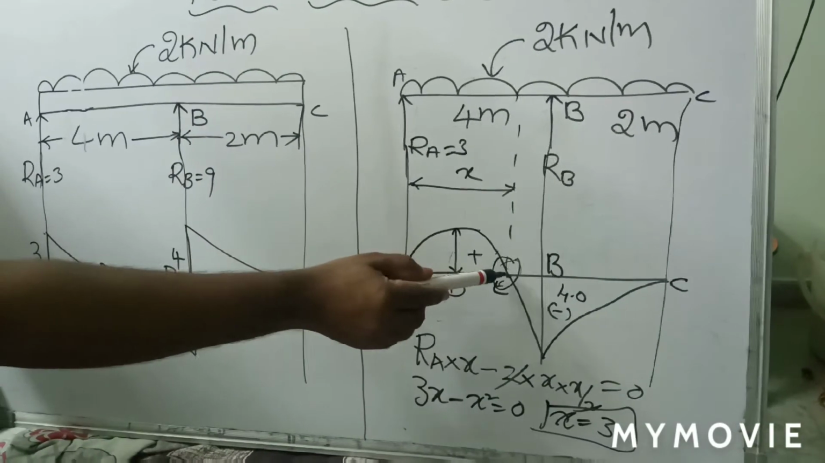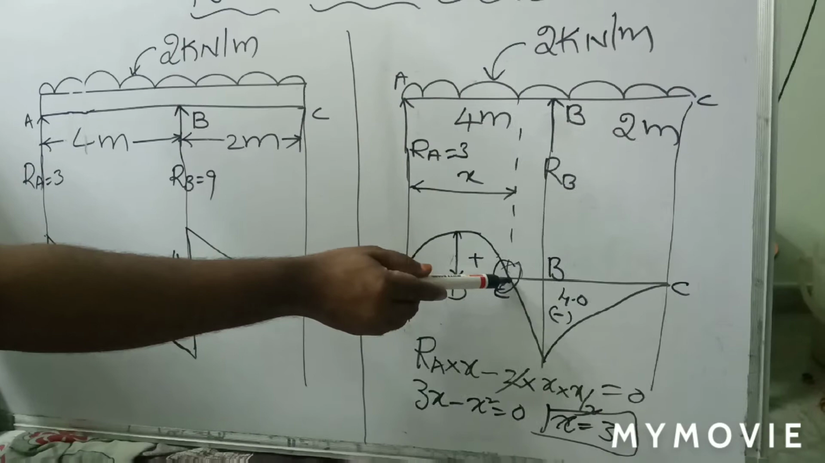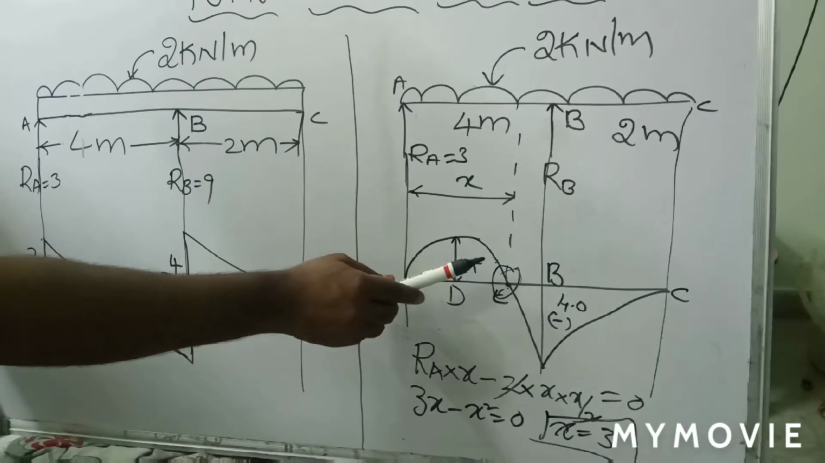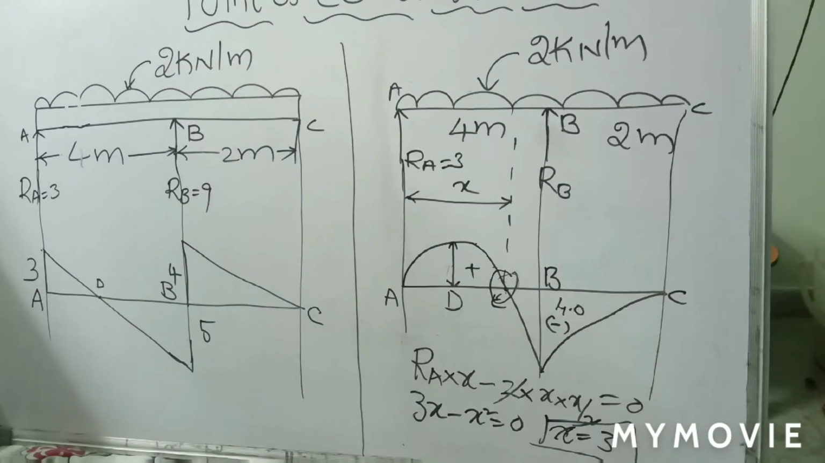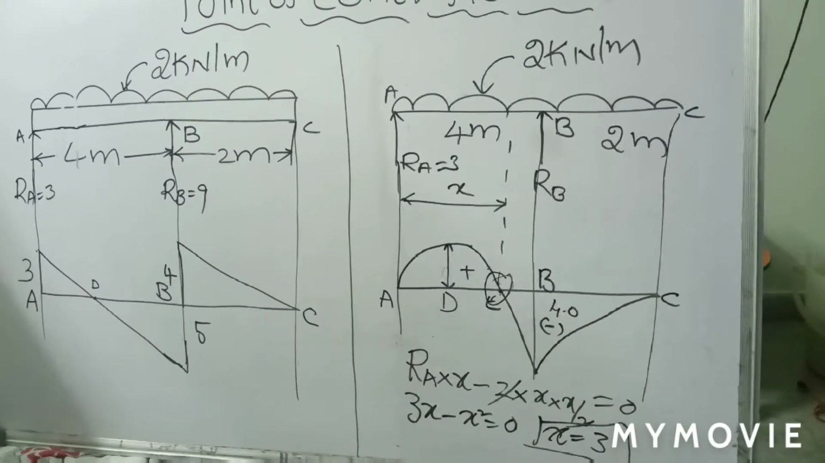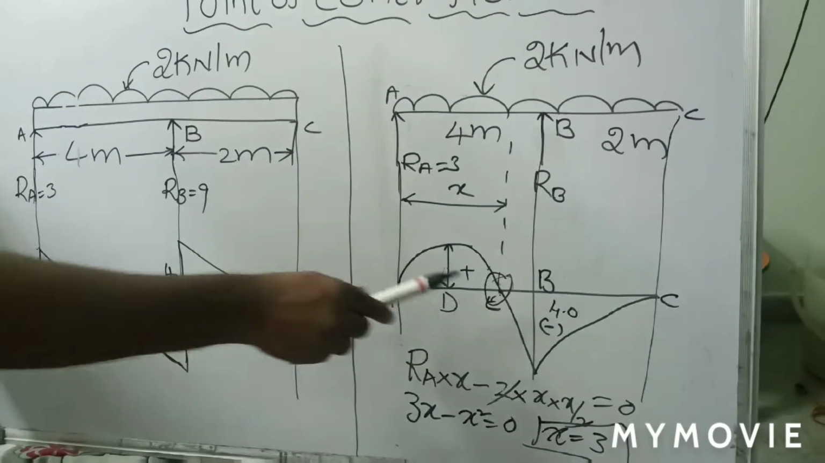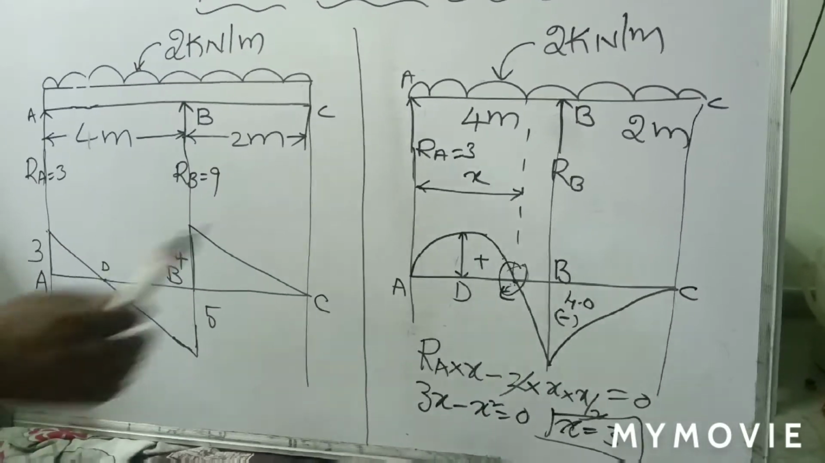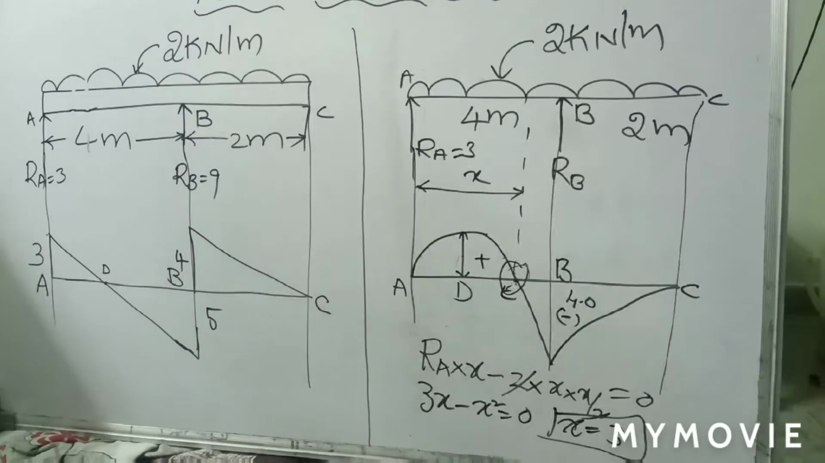In this case, I have located point D. In this location it changes sign from positive to negative. So that particular location is called a point of contraflexion or point of inflection. First identify that point. So here the point E is the point of contraflexion.